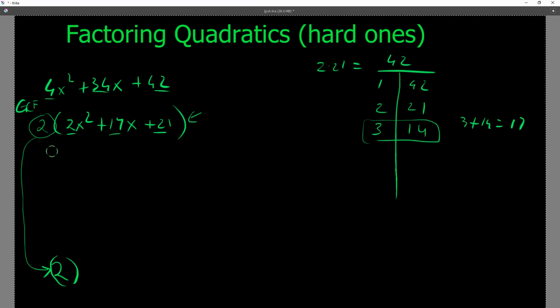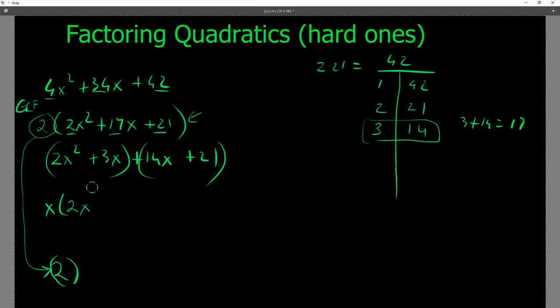So I have 2x squared plus 3x plus 14x plus 21, and I'm going to group them. Then I take out an x from both of them here. That's their greatest common factor. And I have 2x plus 3 left. So in this step, you just want to take out the greatest common factor, whatever you could. Take out the biggest thing you could. And here, put a plus sign.